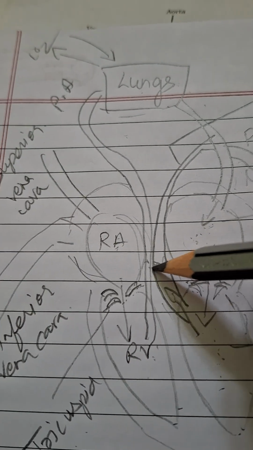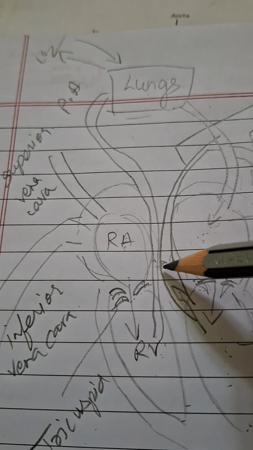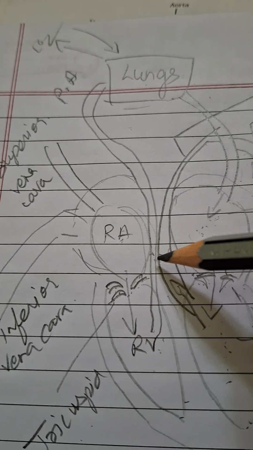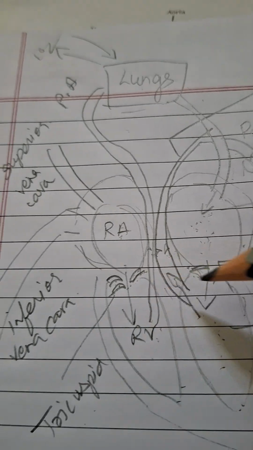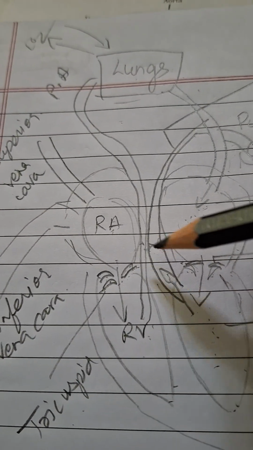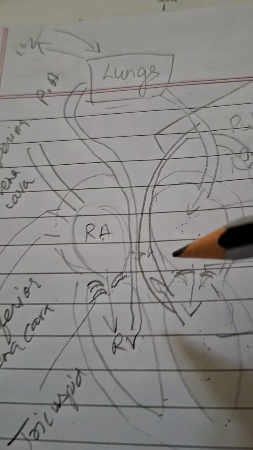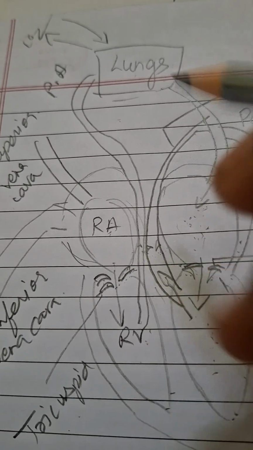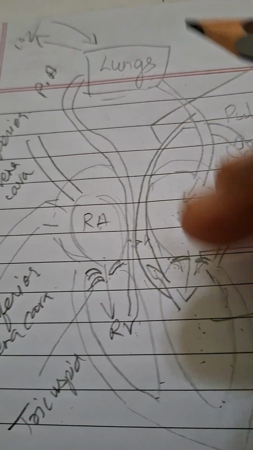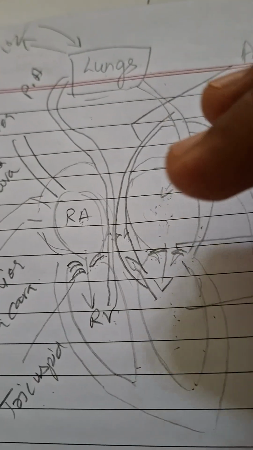Now these valves are in the shape of a half moon, that is semi-lunar valves. Tricuspid, bicuspid, semi-lunar valves, all these are required to prevent the backflow of blood. That means once the blood is going, it should not come back. To prevent that, these valves are there.